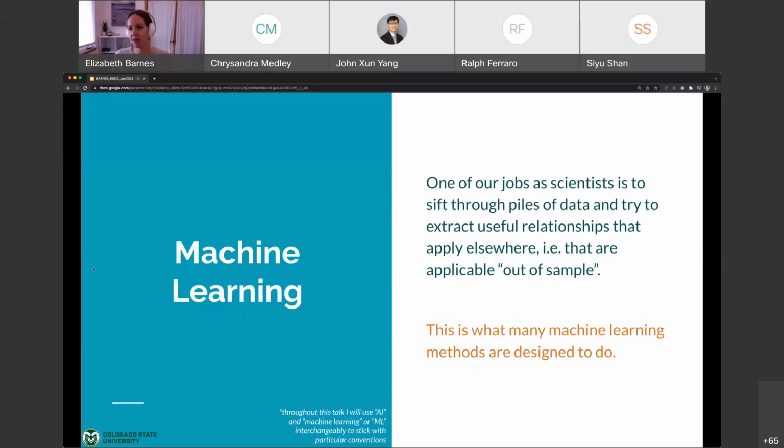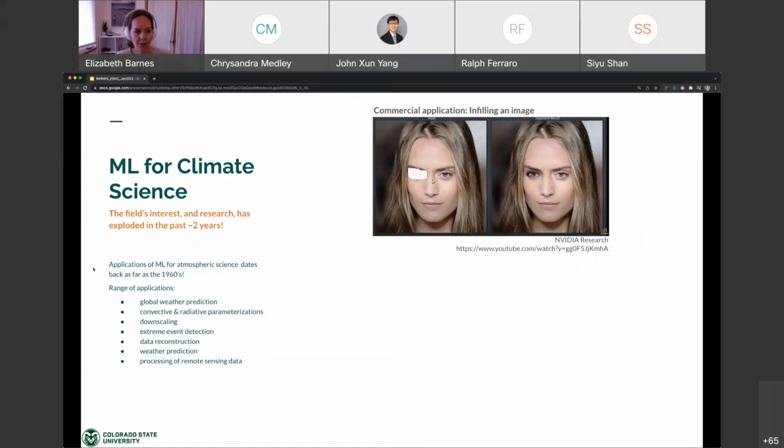Now, from a machine learning perspective, you will call this, you're looking for relationships that are applicable out of sample. As a scientist, I would just say you're looking for physical laws and relationships that govern our entire world and universe, okay? So in many ways, machine learning methods are designed to look for relationships in data, and that's sort of what we already are trying to do. The hope is that machine learning tools can help us find the relationships that we as scientists are interested in finding. Now, there are a lot of examples out there already of machine learning for climate science.